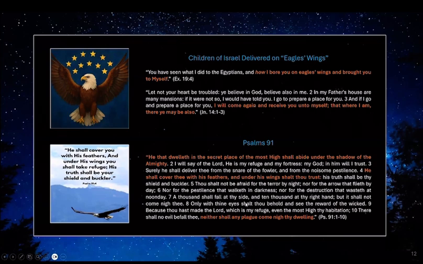Only with your eyes shalt you behold and see the reward of the wicked, because thou hast made Yahuwah, which is my refuge, even the Most High, thy habitation.